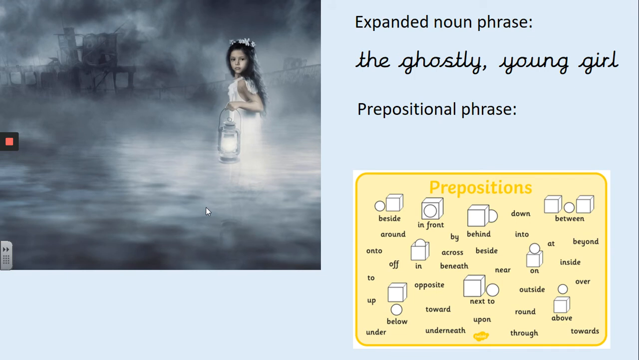Now, a prepositional phrase. So I'm going to have to think about what she's doing, where's she going? So I could say that she stood in the water maybe, or that she had something in her hand, or I could say where she's going. So I'm going to say that she's going to that ship, so she's heading in that direction. Have a look at my prepositions. I could go toward the ship or towards. She's going to the ship. So there's lots of different things I could write. For mine, I'm going to choose towards the shipwreck. So I've got my expanded noun phrase of the ghostly young girl and my prepositional phrase of towards the shipwreck.